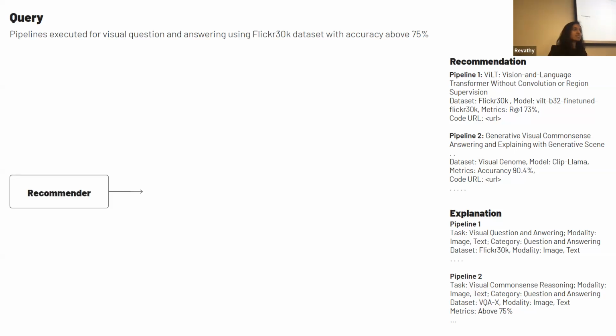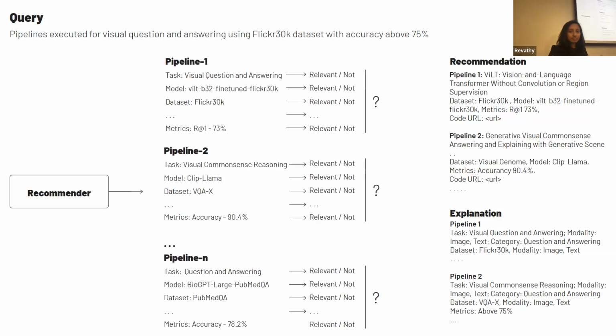Now, in order to do that, again, we need a recommender here that will look into individual pipeline components and rank how relevant they are to a given query. To do that, the recommender will need access to metadata of AI pipelines executed in the past so that those pipelines can be taken and ranked accordingly. And to rank the relevancy, we will also need access to domain knowledge.